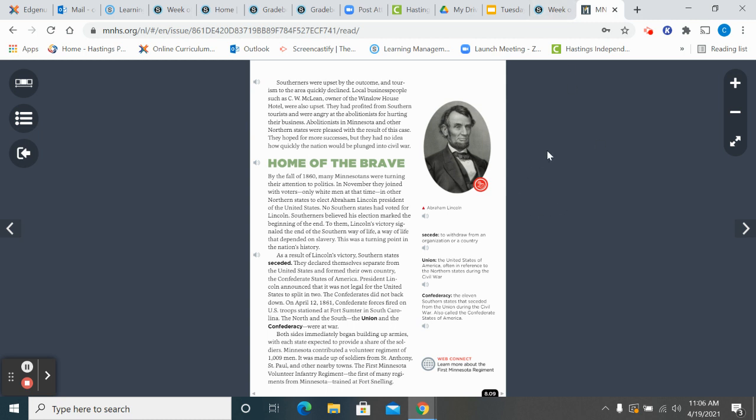By the fall of 1860, many Minnesotans were turning their attention to politics. In November, they joined with voters, only white men at the time, in other northern states to elect Abraham Lincoln President of the United States. No southern states had voted for Lincoln. Southerners believed his election marked the beginning of the end.